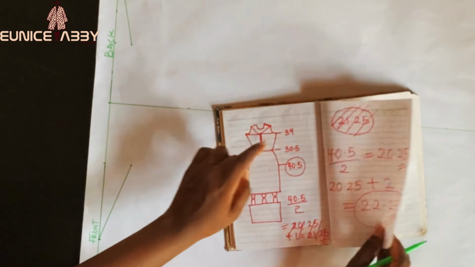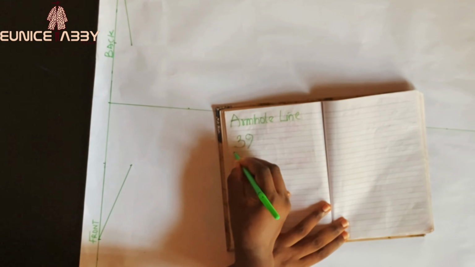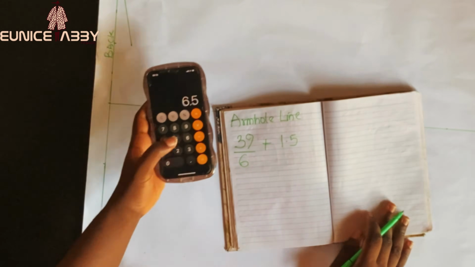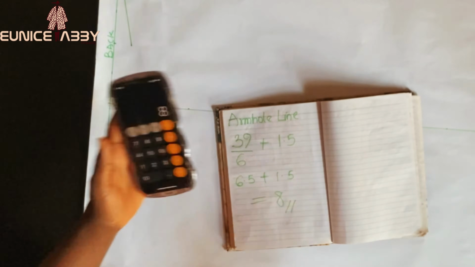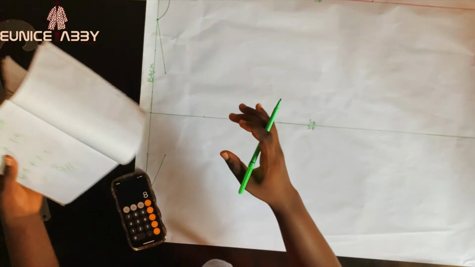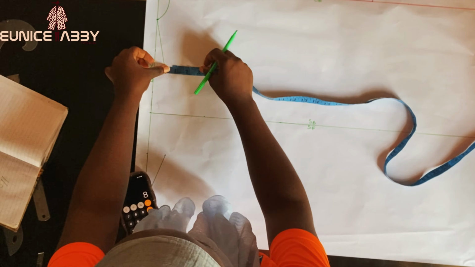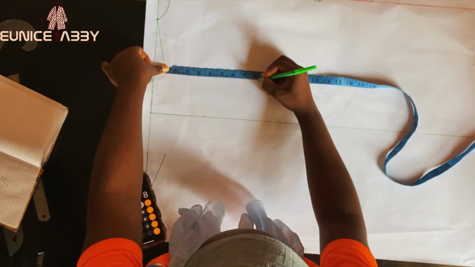My bust circumference is 39. 39 divided by 6 plus 1.5 inches. Okay, 39 divided by 6 gives 6.5, plus 1.5 inches equals 8. Therefore, my armhole line is 8 inches. I will proceed to mark 8 inches from that 1 inch shoulder slope, and I'm going to note that point.